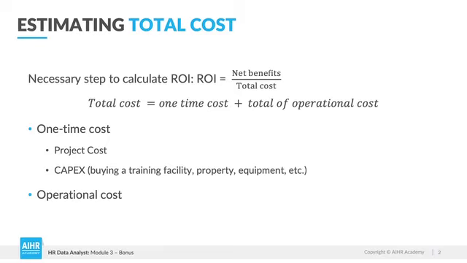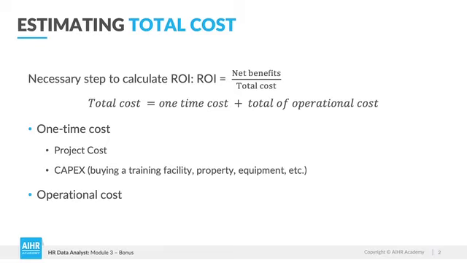To identify your total cost, you need to add up your one-time costs, these are often initial project costs, with your total operational costs. These are the costs of keeping your project running. So we have two types of categories, your one-time cost and your operational cost. Now, first of all, your one-time costs can be divided into the project cost and into CAPEX.